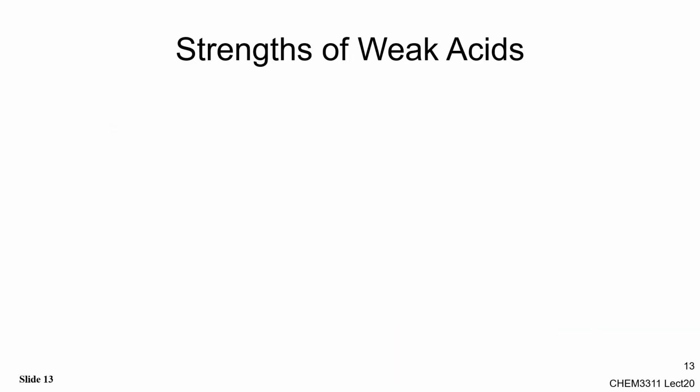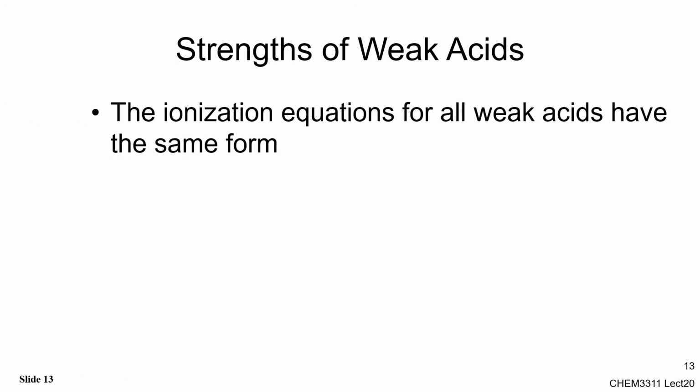How do we look at the strengths of weak acids? The nice thing that happens about acids is every acid-base reaction is a single step, which is a 1-to-1-to-1-to-1 chemical equation. They're all of the same basic form. If it's a weak acid, it makes hydronium and its conjugate base.